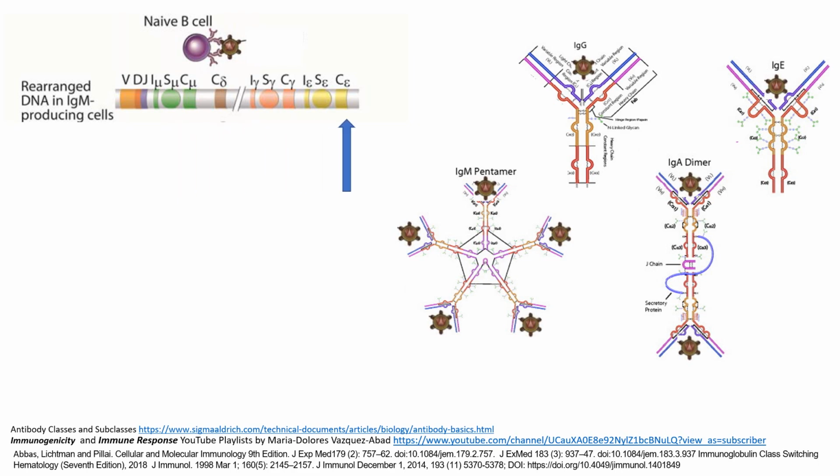The order goes to the right from mu and delta, which are the first ones, all the way to eventually IgA. What makes a B cell that originally will be producing IgM, which is the first gene it encounters when it first secretes the first antibody, change the isotype?